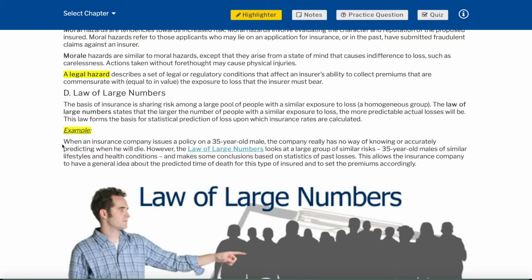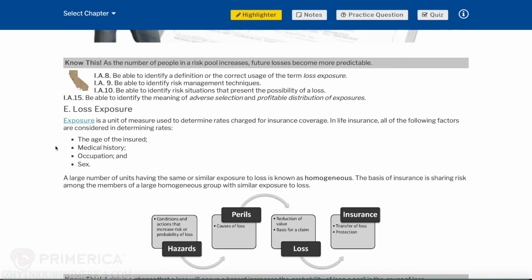Example: when an insurance company issues a policy on a 35-year-old male, the company really has no way of knowing or accurately predicting when he will die. However, the law of large numbers looks at a large group of similar risks, 35-year-old males of similar lifestyles and health conditions, and makes some conclusions based on statistics of past losses. This allows the insurance company to have a general idea about the predicted time of death for this type of insured and to set the premiums accordingly. Know this: as the number of people in a risk pool increases, future losses become more predictable.